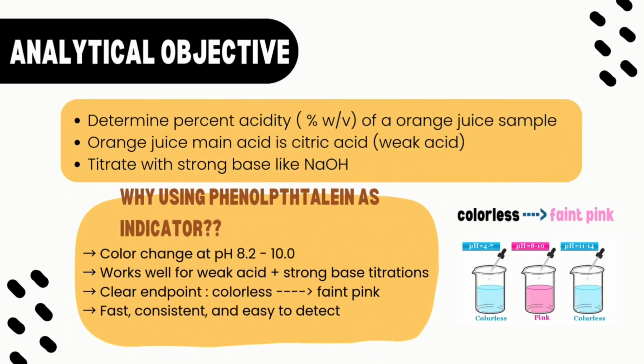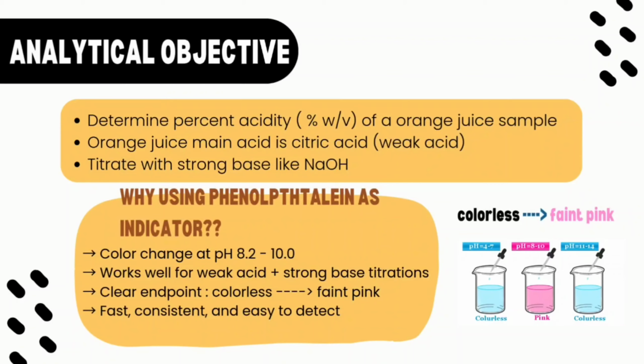Next, the analytical objective. We need to determine the percent acidity in weight per volume of citric acid in an orange juice sample using acid-base titration. It is not just about doing a titration, but using phenolphthalein as the indicator to determine the percent acidity in orange juice. Have you ever wondered why we use phenolphthalein as the indicator?